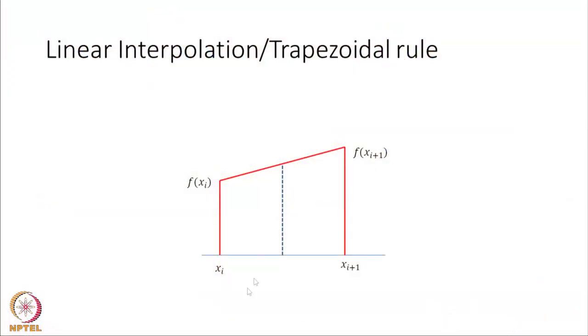Look at this particular set of points. I have a function which is defined at several points. Between f(x_i) and f(x_{i+1}), I assume there is a line. Similarly, between f(x_{i+1}) and f(x_{i+2}), there will be another line. So I assume the function to be linear between every 2 points.